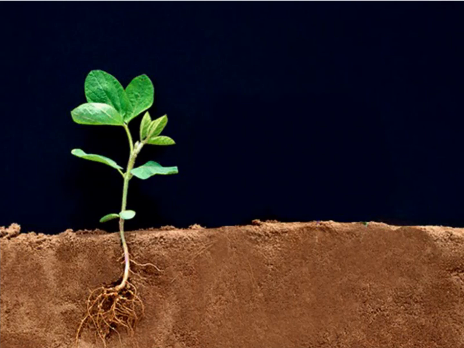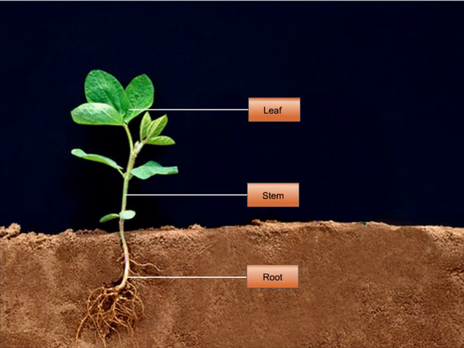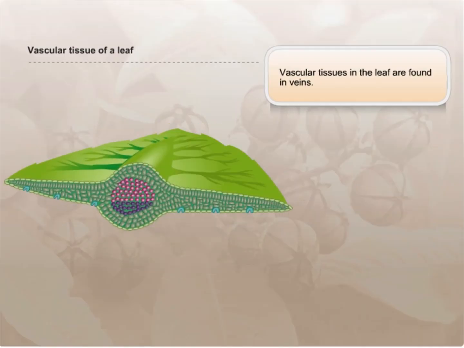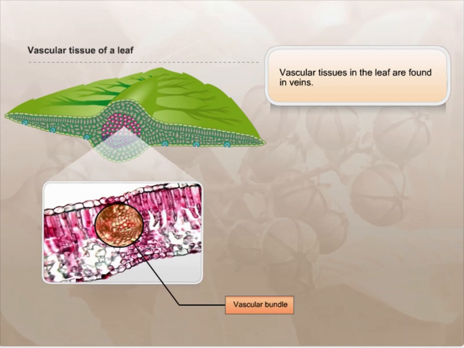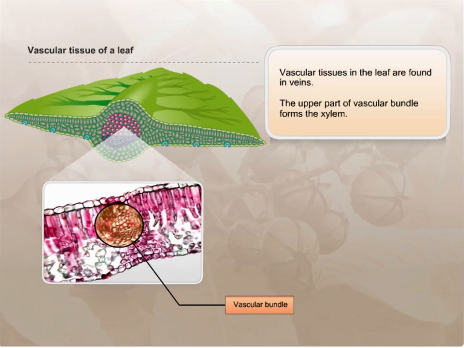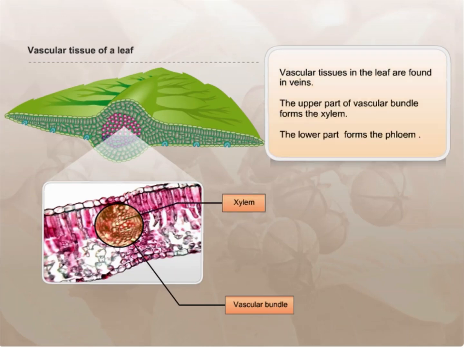Vascular bundles are involved in the transport system of plants. Click on the parts of the plants to know more. Vascular tissues in the leaf are found in veins. The upper part of the vascular bundle forms the xylem. The lower part forms the phloem.